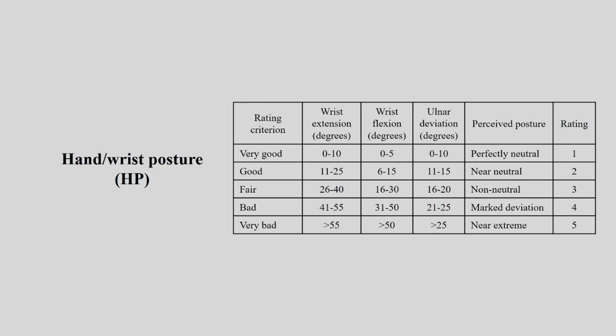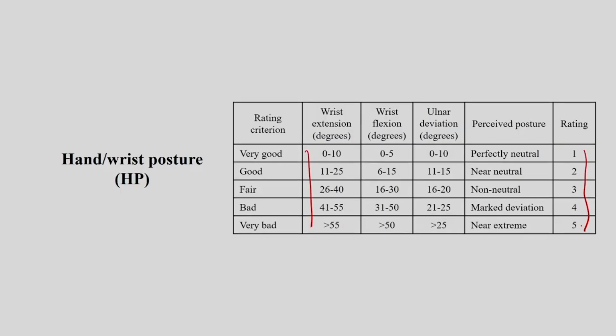You can ask the person or you can rate yourself: if it is very good, 1; good, 2; fair, 3; bad, 4; very bad, 5, right? Or you can have angular measurement of deviation. What? This is extension, flexion and ulnar deviation. This also you can measure. So, suppose you are working in this particular posture. You can measure the degree, right? At what degree it is in extension, in flexion, deviated, right? So, any one you can choose. You can see the degrees, and accordingly it is mentioned what the rating is, for wrist extension, wrist flexion and ulnar deviation.